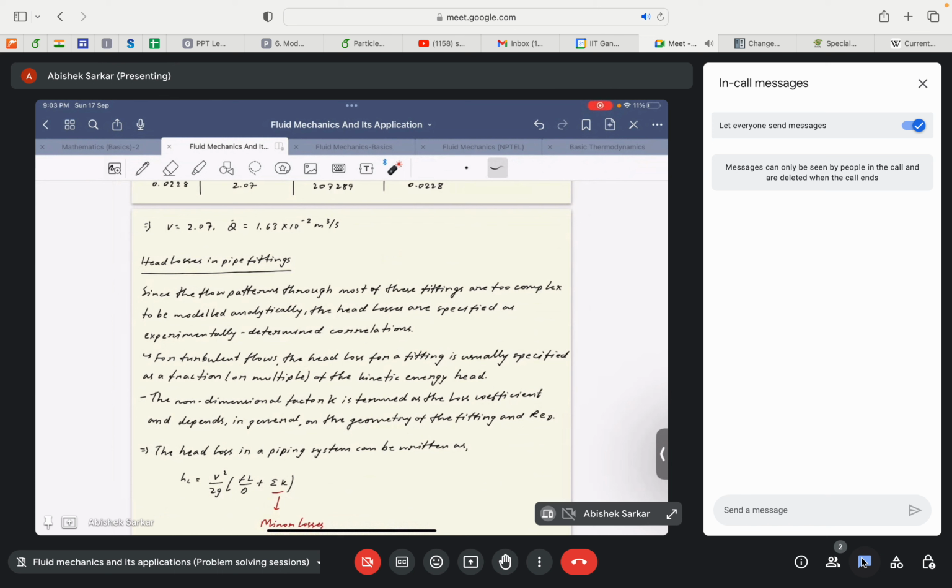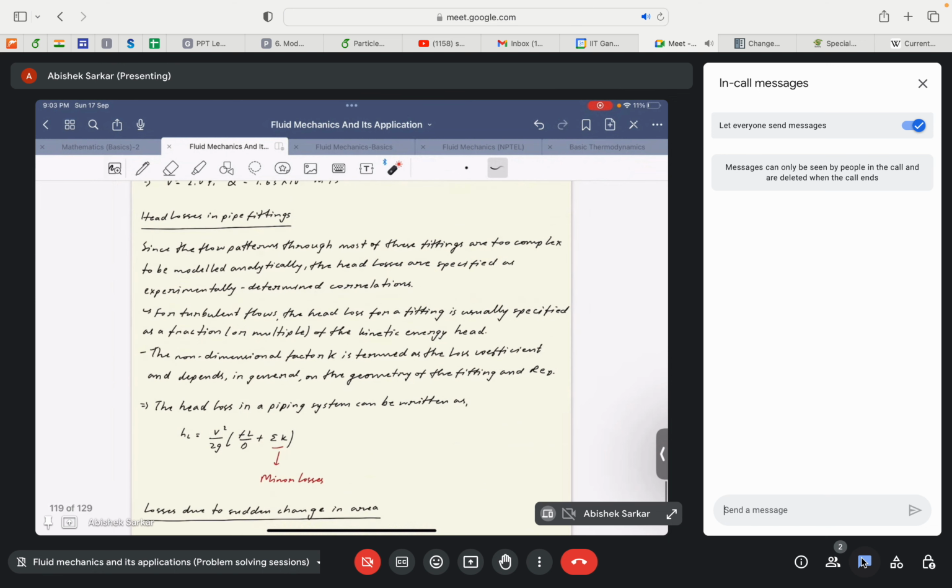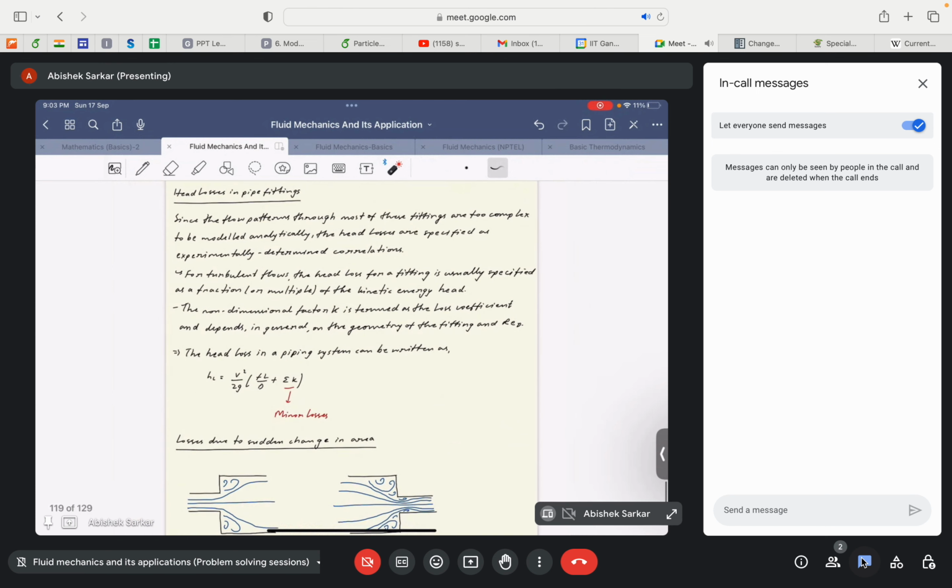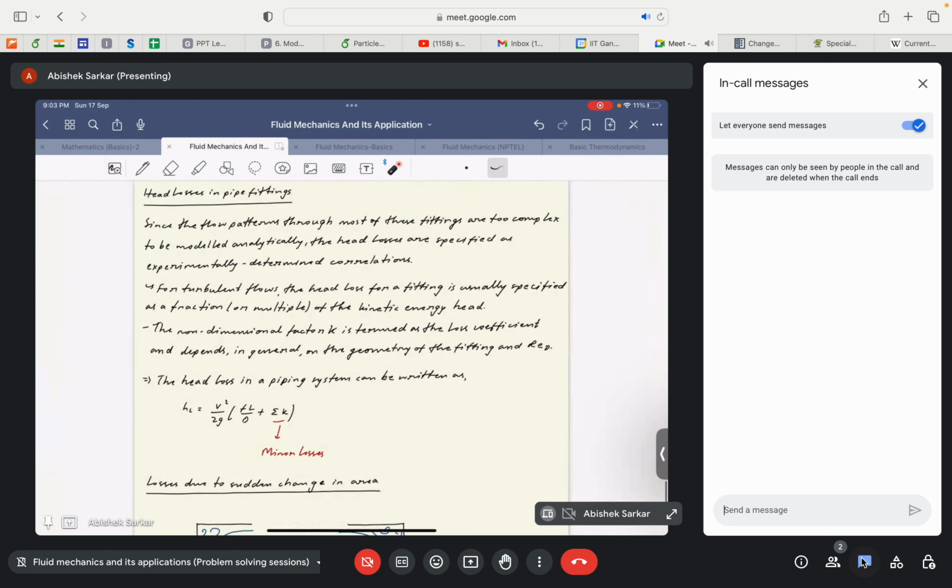Since the flow patterns to most of these fittings are too complex to be modeled analytically, the head losses are specified as experimentally determined correlations. Okay, just to help you with the diagram. For fully developed turbulent flows, the head loss for a fitting is usually specified as a fraction or a multiple of the kinetic energy head. The non-dimensional factor K is termed the loss coefficient and depends in general on the geometry of the fitting and the Reynolds number.